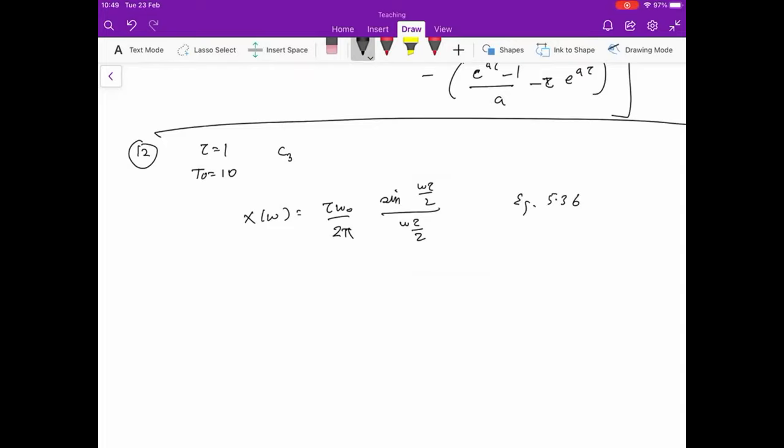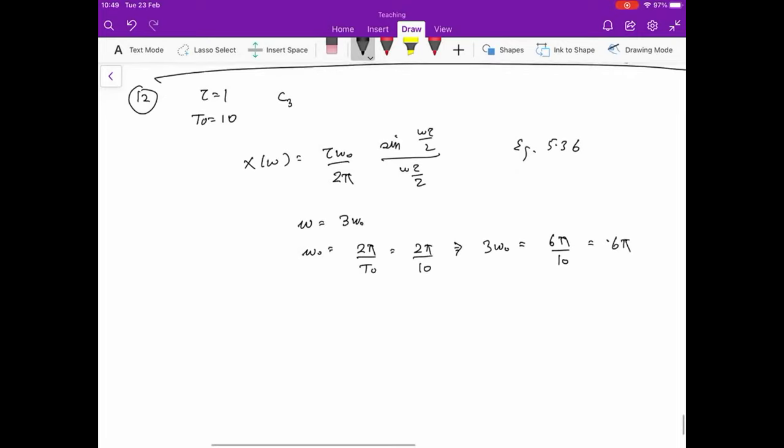We are given that we want omega equals 3 omega naught, the third harmonic, and omega naught is given by 2 pi by T naught, which is 2 pi by 10. So 3 omega naught is going to be 6 pi by 10, which is 0.6 pi. So that's the frequency you're looking at over here.